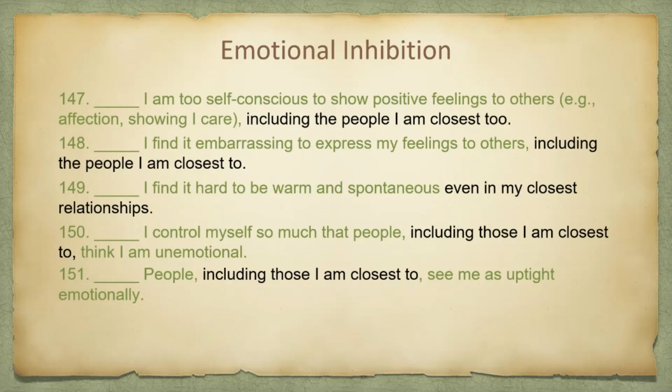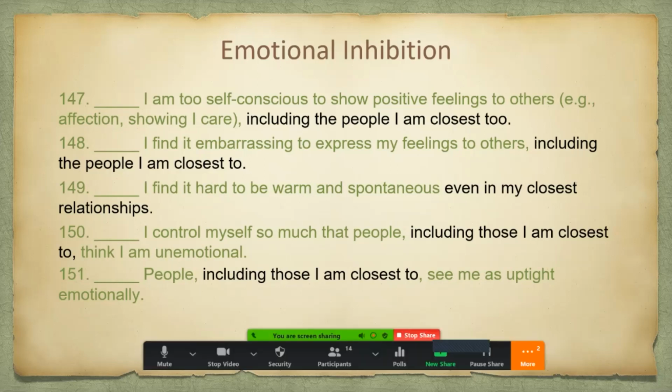So similarly, I find it embarrassing to express my feelings to others. A lot of introverted individuals will endorse that, but to say, including the people I am closest to, no, introverted individuals will have one or two close others that they could do that with. If they don't, then that's the issue where emotional inhibition becomes more of a maladaptive schema. And I think that refinement will be important in terms of deepening our understanding of what's going on with that. So that's where I'll finish.